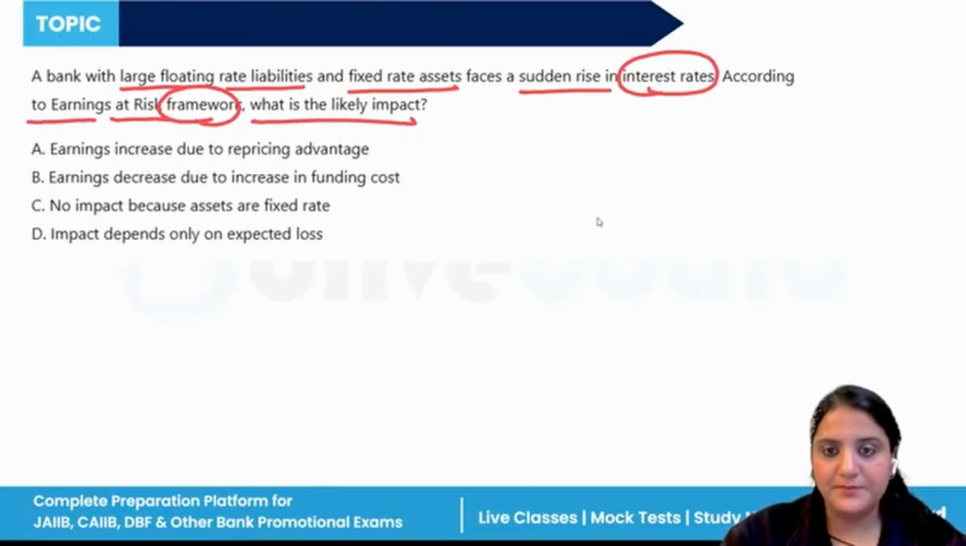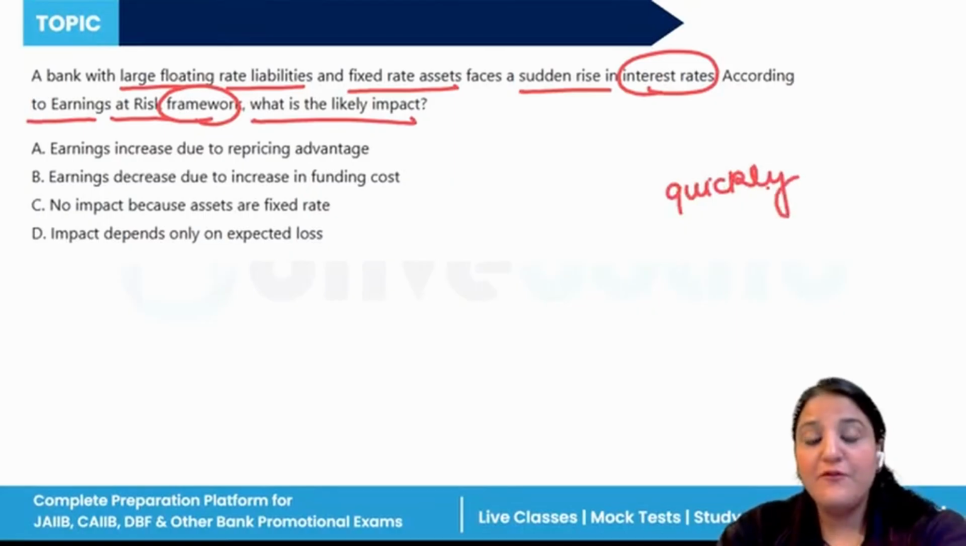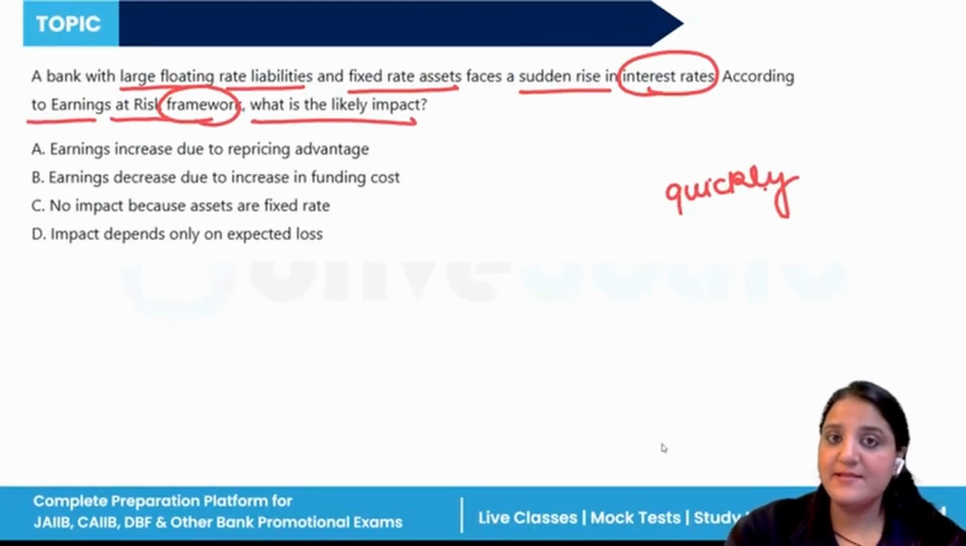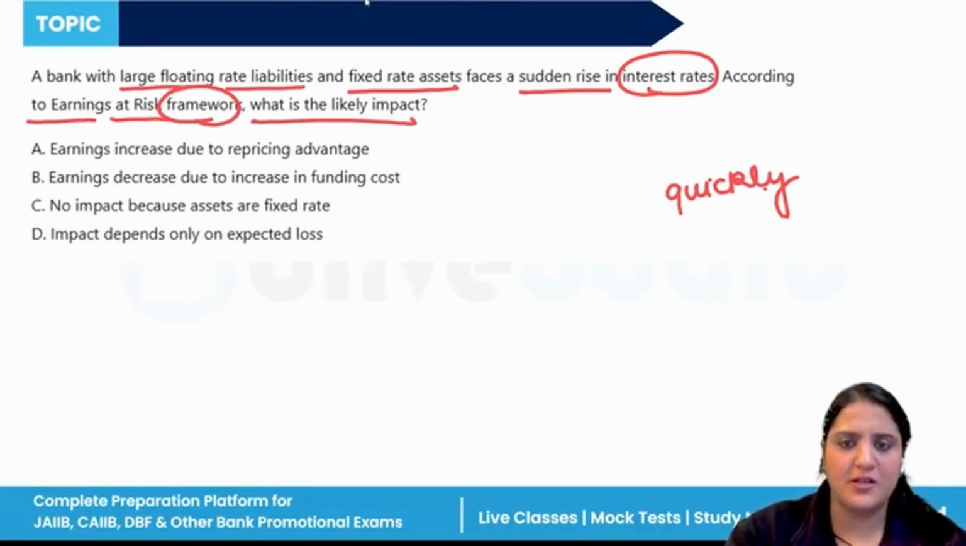So very simple. What is the meaning of floating rate liabilities? Floating rate liabilities reprice quickly when the rates increase. In that case, funding cost rises immediately. And fixed rate assets do not reprice, so income decreases in the short term.